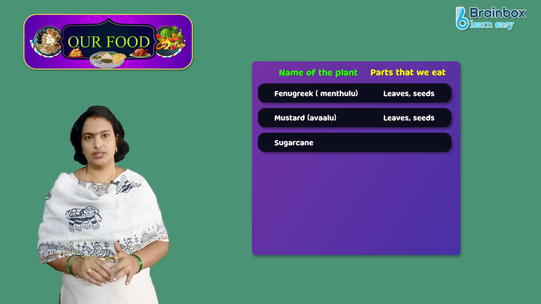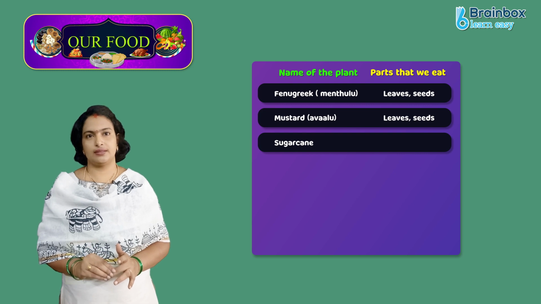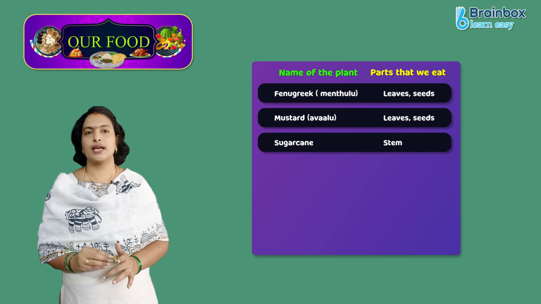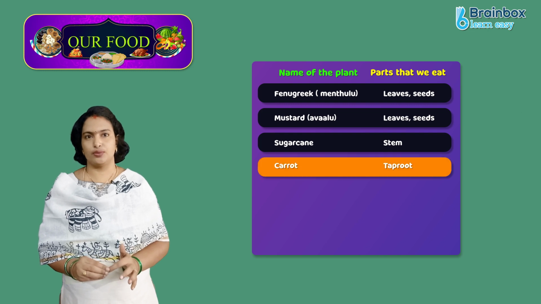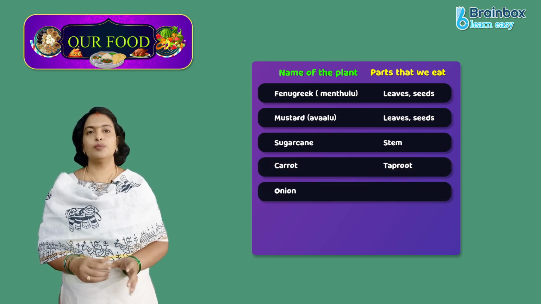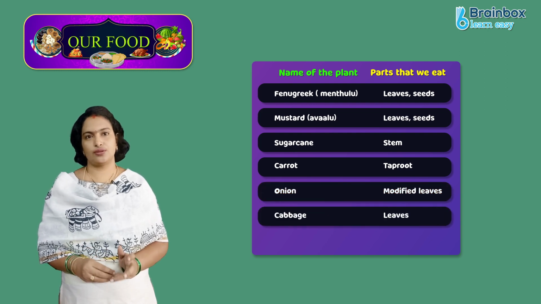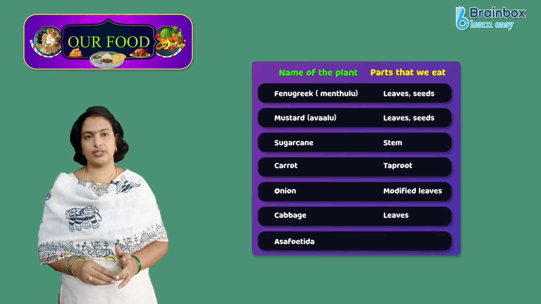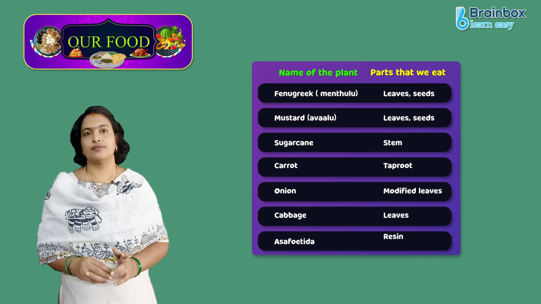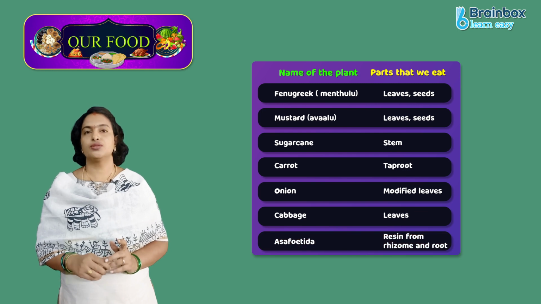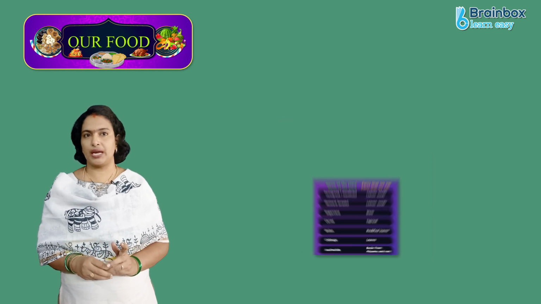Next is sugarcane. So we get the sugar, and the stem of the sugarcane plant can be taken as food. Carrot, it is a taproot. Onion, these are the modified leaves of the plant. Cabbage, again the leaves of the plant. And asafoetida, which is used as spices or condiments, is a resin from the rhizome and root of that particular plant. So now we learnt about the food from plants.